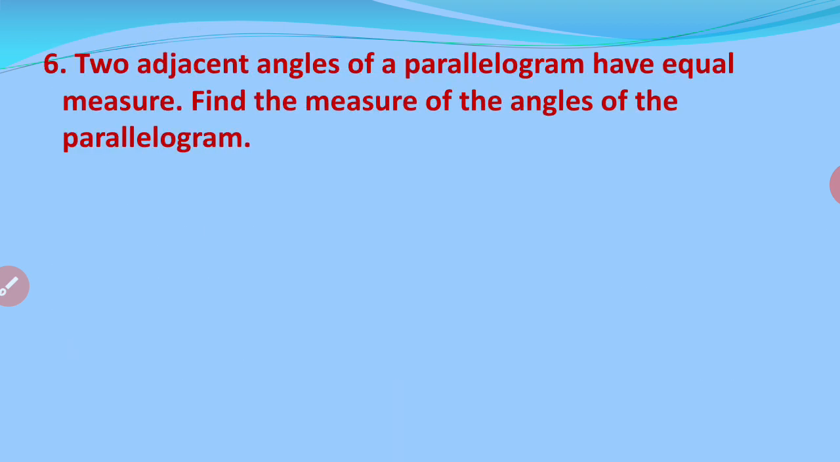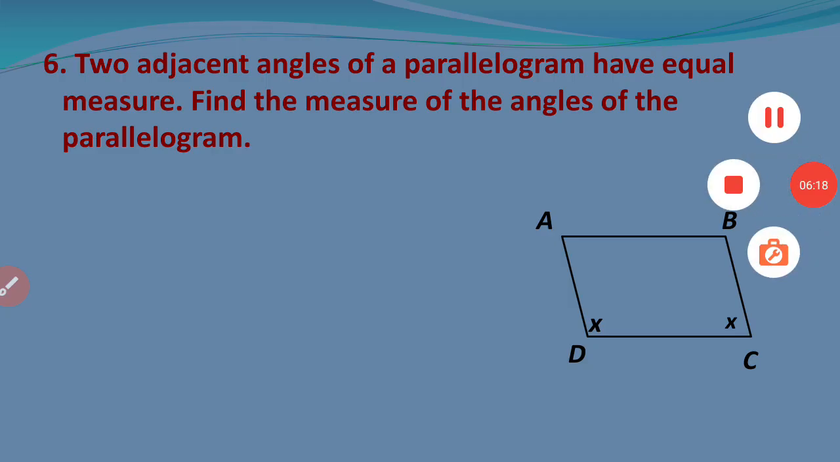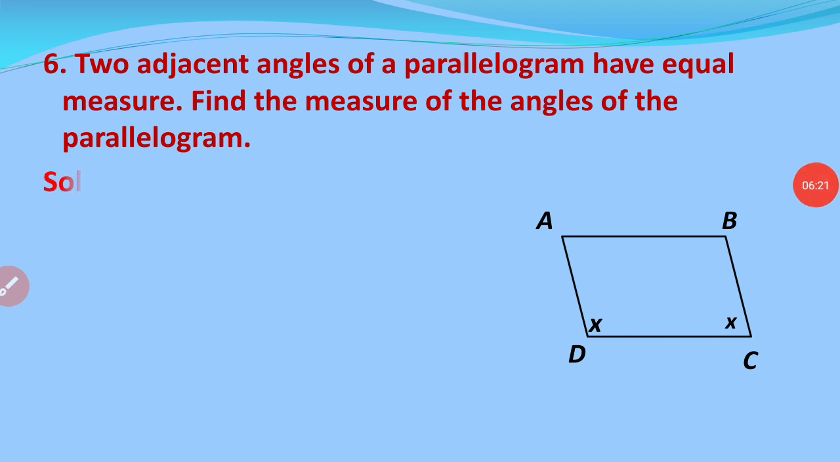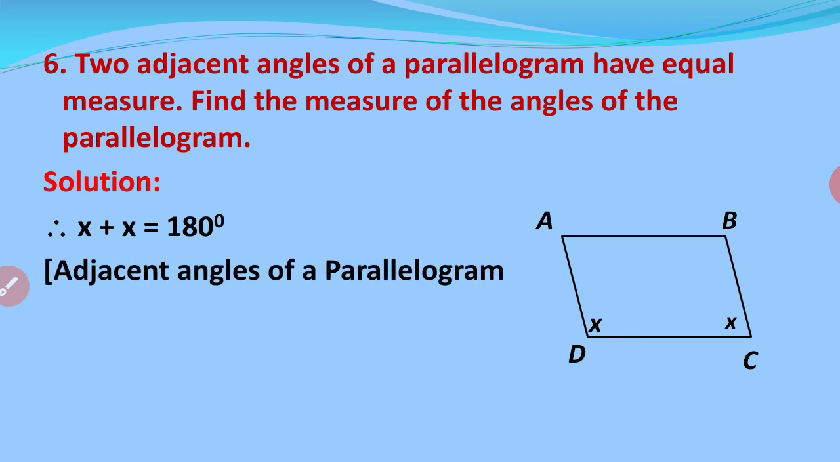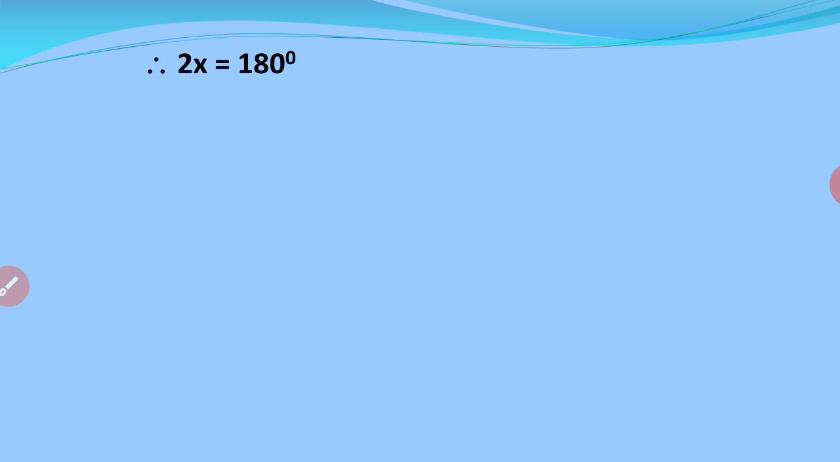Question number 6. Two adjacent angles of a parallelogram have equal measure. Find the measure of the angles of the parallelogram. Now this is your parallelogram and you are told that two adjacent angles are there and their measures are equal. So we have considered the measures to be x and x. The solution is x plus x equal to 180 degrees, because we know that adjacent angles of a parallelogram add up to 180, that is they are supplementary. So let us find out the measure of x, which comes out to be 90 degrees.